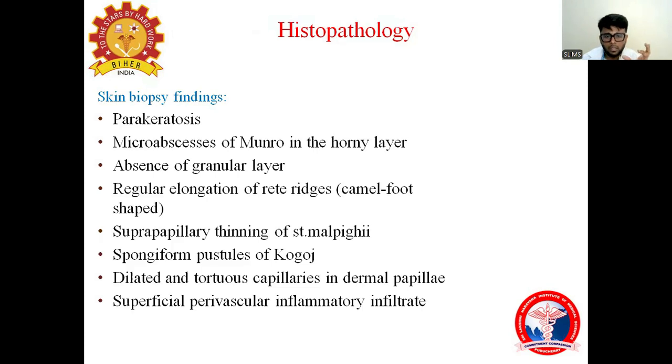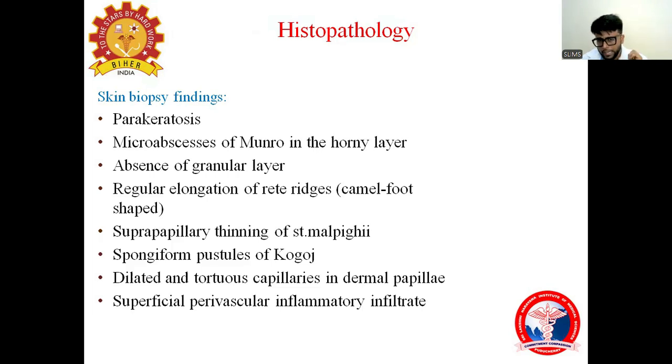Okay. And collection of nucleated cells is called Munro microabscess. And there will be hyperkeratosis. And there is absence or reduced granular layer. It's called hypogranulosis. And in the basal layer there will be increased metabolic activity, and there will be acanthosis, that is thickening of the spinous layer. There will be regular elongation of rete ridges.